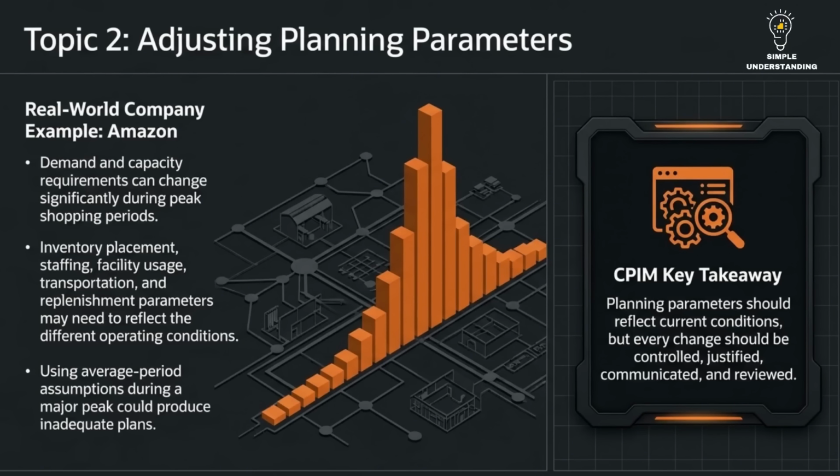Real-world company example: Amazon. Demand and capacity requirements can change significantly during peak shopping periods. Inventory placement, staffing, facility usage, transportation, and replenishment parameters may need to reflect the different operating conditions. Using average period assumptions during a major peak could produce inadequate plans. CPIM key takeaway: planning parameters should reflect current conditions, but every change should be controlled, justified, communicated, and reviewed.